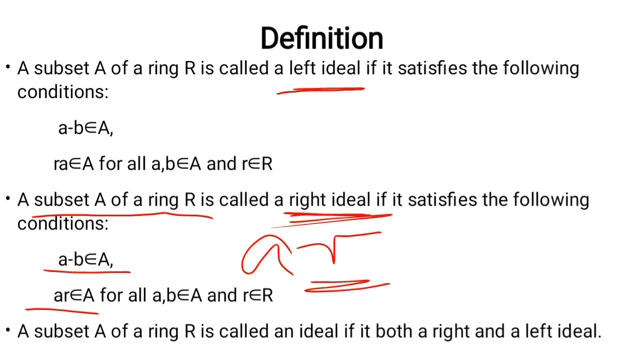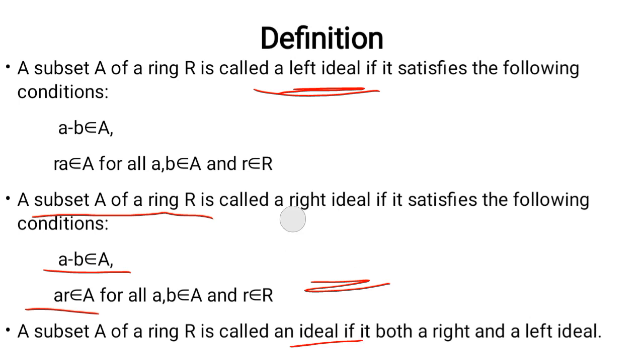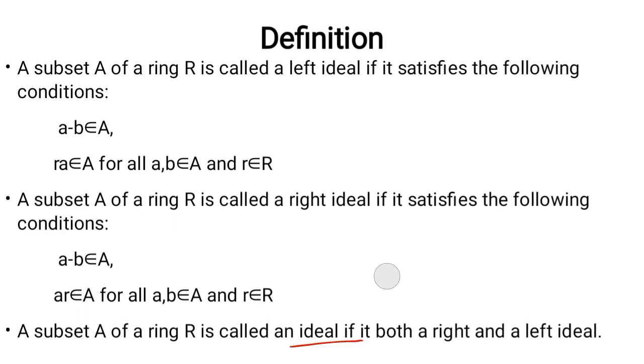Now, if it is both a left ideal and a right ideal, we say it is an ideal. So again, if it satisfies the fact that it's a left ideal and it's also a right ideal, we say it is an ideal. So a subset A of a ring R is called an ideal if it is both a right and a left ideal. Okay, let's continue now.